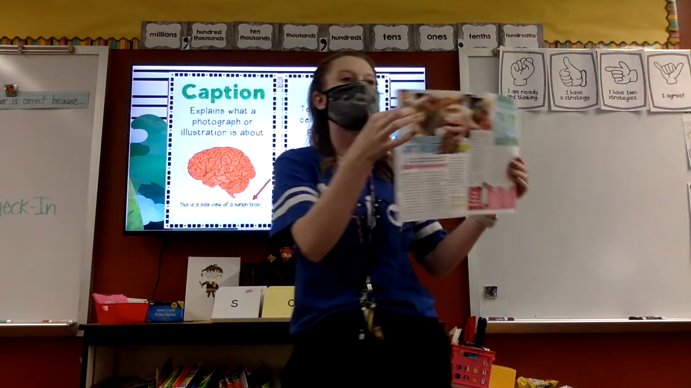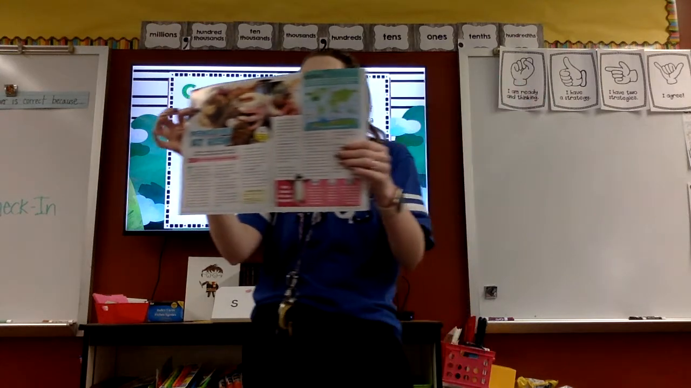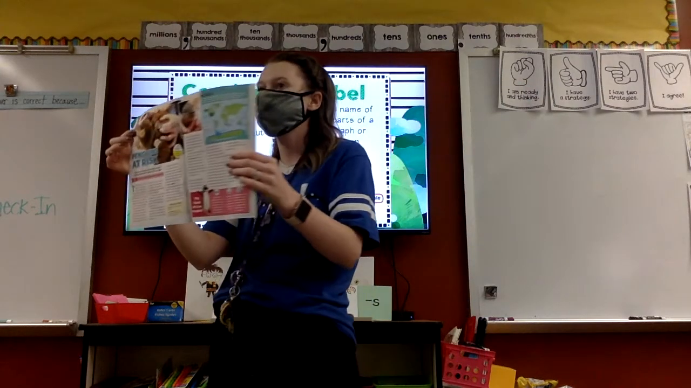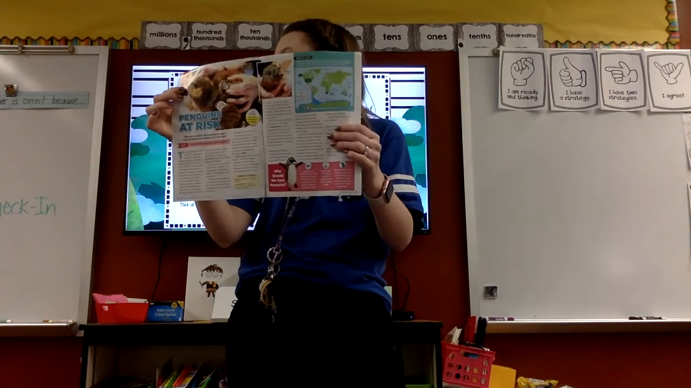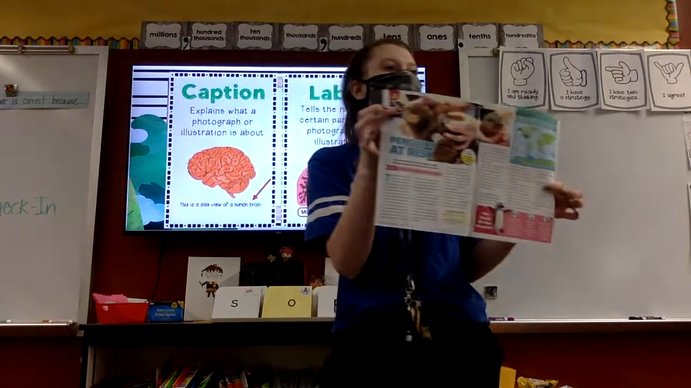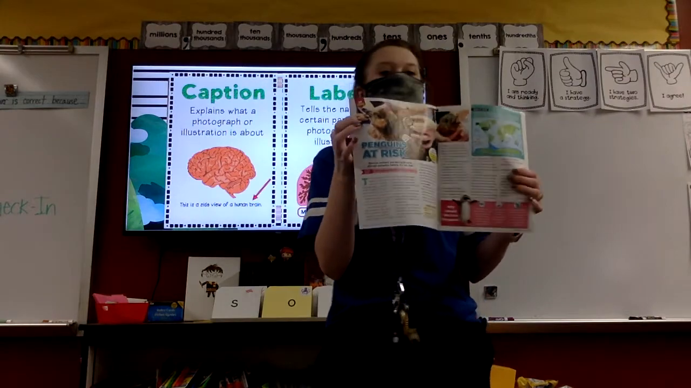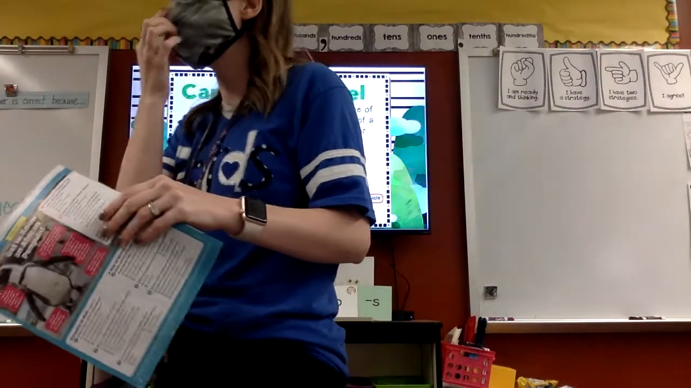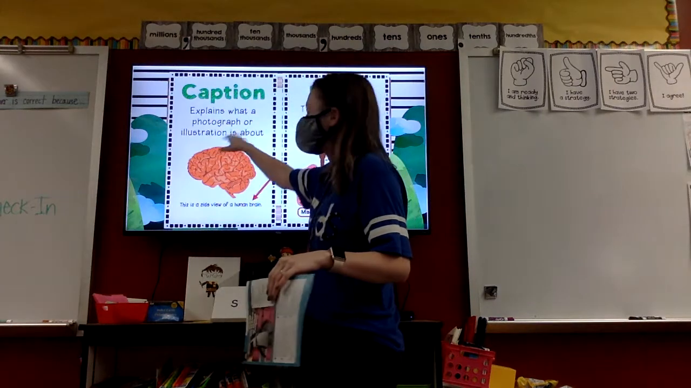So do I know now what's going on in this picture? What's the baby chick getting? A checkup. Do you remember where they were? South Africa. Very good. See, the caption gives me information about the illustration or photograph.